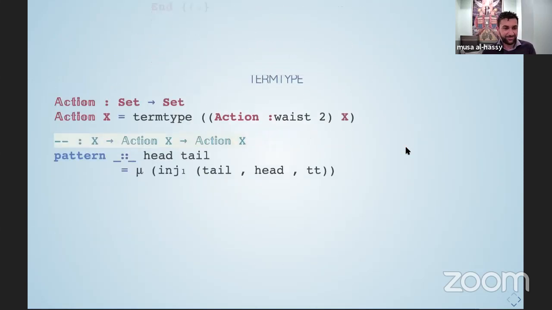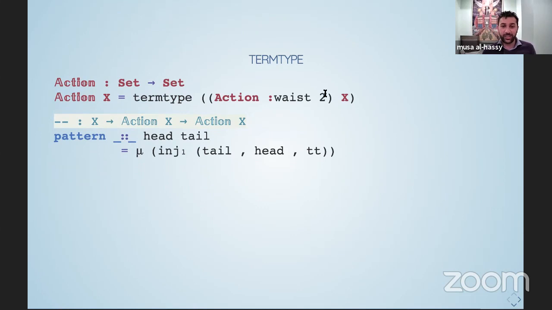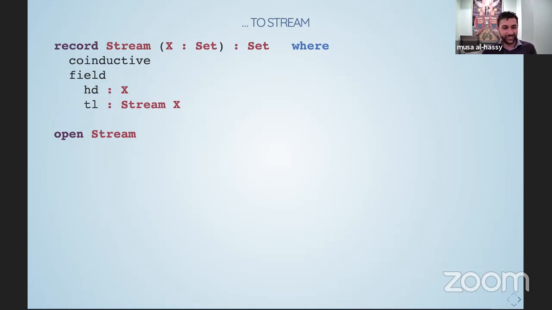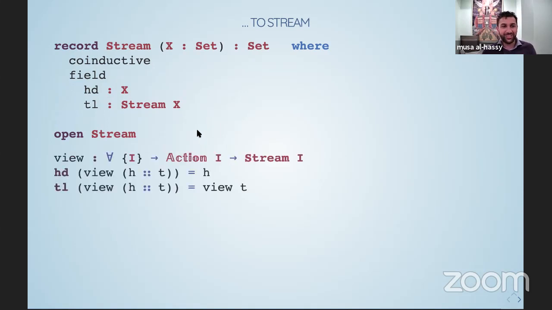If we ask for the term types, again, using waste 2, and we give a suggestive name, the name is very suggestive. So it looks like we're doing nothing, right? And just to go full circle, here's the usual stream type in Agda. And you can define it by co-pattern matching because it's a co-inductive data type. And the head is just the head and the tail is just the tail. So that's really neat, I think.